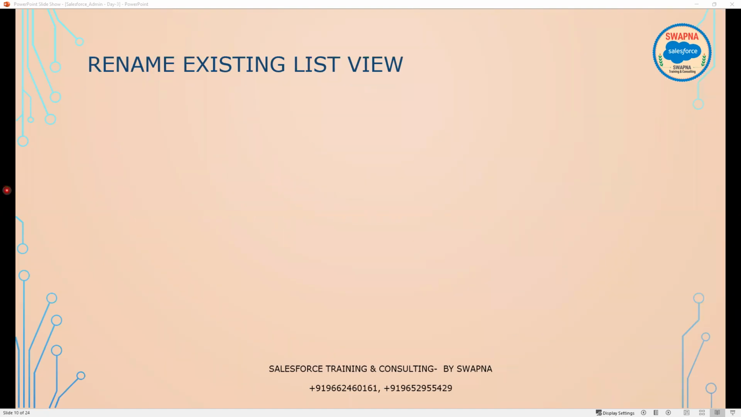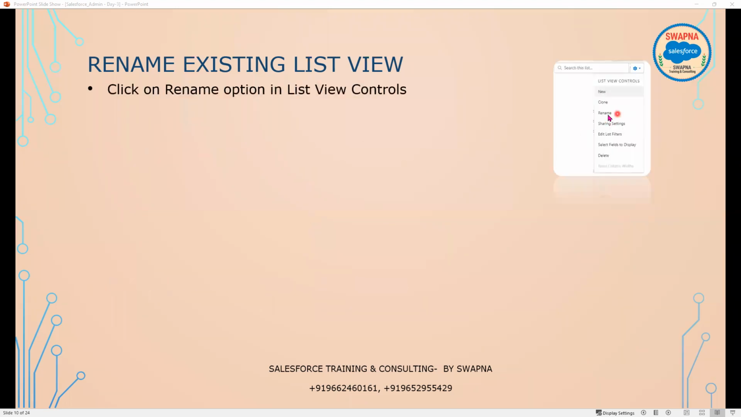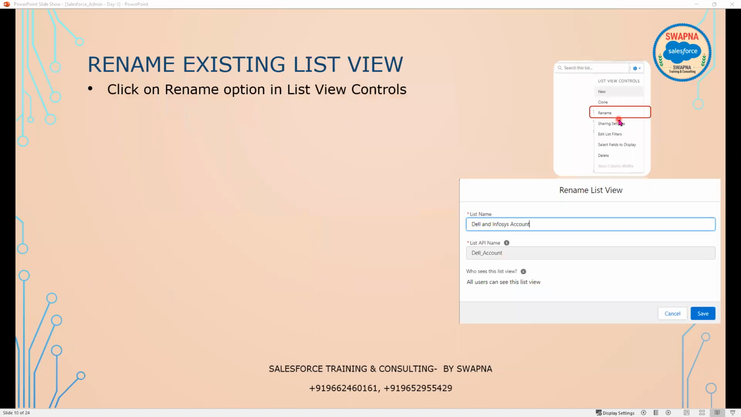For renaming the existing list view, you need to click on this option here. There is a rename option. Now click on this rename. So a rename list view dialog will be displayed. Only the list name is editable. You cannot edit the API name. Once it is created, you cannot modify the API name. It's grayed out. You cannot change anything.